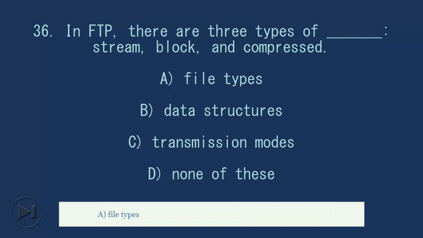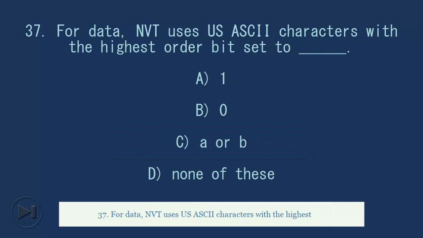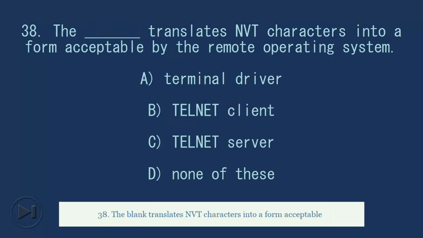A. File types. B. Data structures. C. Transmission modes. D. None of these. Answer, C. Transmission modes. 37. For data, NVT uses US ASCII characters with the highest order bit set to blank. A. 1. B. 0. C. A or B. D. None of these. Answer, B. 0. 38. The blank translates NVT characters into a form acceptable by the remote operating system.